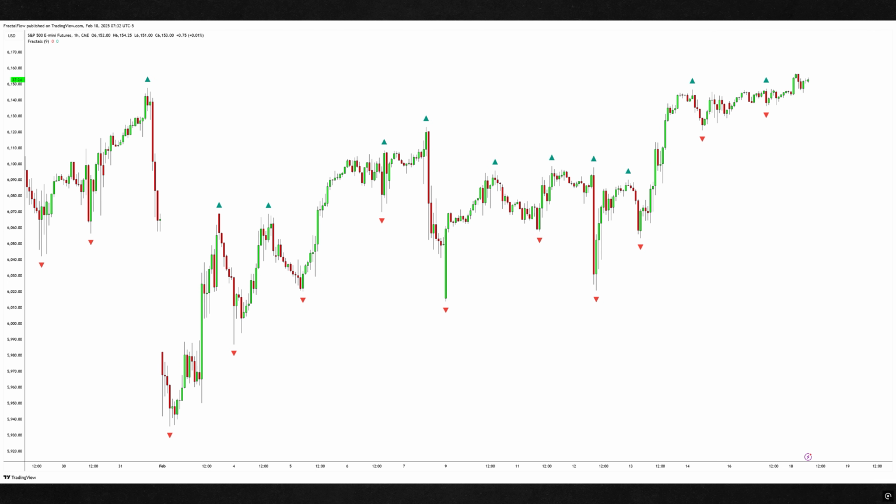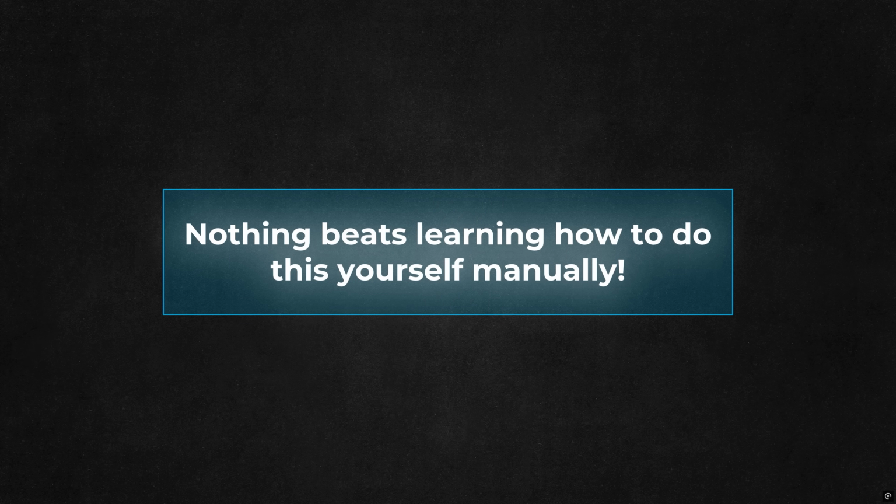structure. Even though these ways of mapping out market structure automatically are useful for beginners, nothing beats learning how to do this yourself manually. It's important that you learn how to recognize major and minor highs and lows in the chart and the ambiguity that often emerges when you do that.